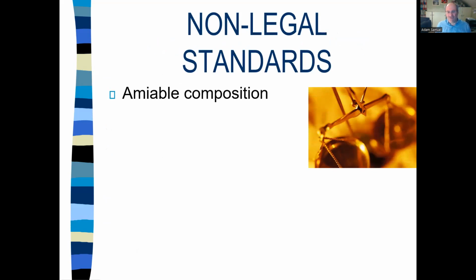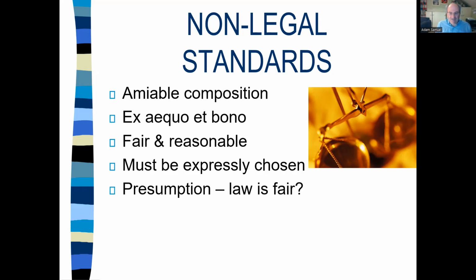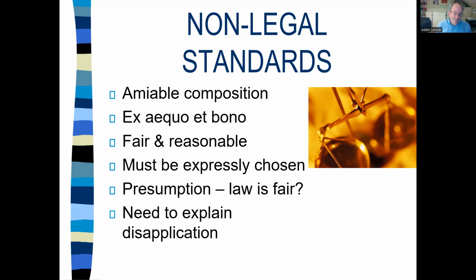Let's say a few words about non-legals. So these three are really the same thing. And they have to be expressly chosen. That's the consensus position in the model law and virtually every other legal system. There is in some legal systems an assumption that law is actually fair, and therefore, if you're going to part from it, you really ought to explain why. We find that in the English case law, not on arbitration, but in the parallel area of the Financial Ombudsman Service. I'm not sure you should have to do that.